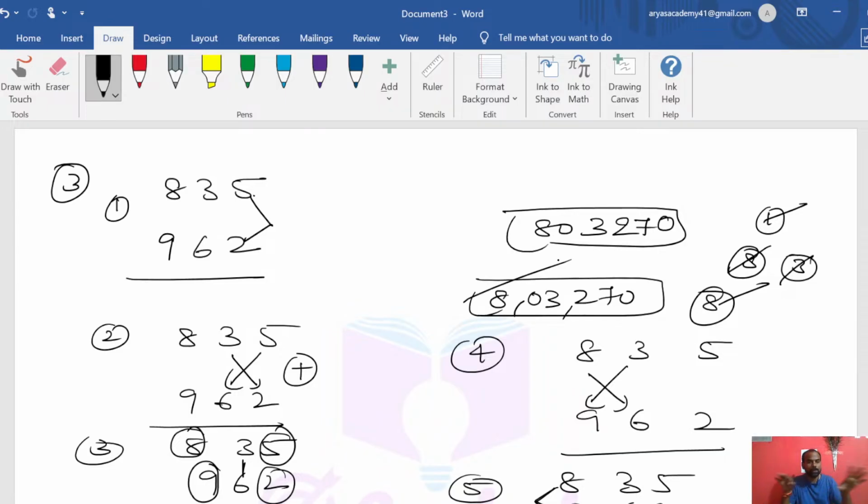But if you can do it by yourself without writing all these steps, step 1, step 2, arrow marks, etc., you can achieve the answer within a matter of 5 seconds. But that requires a lot of practice. Initially you might take 20 seconds, 25 seconds for each question. Don't worry. First reduce it to 10 seconds, then reduce it to 8 seconds, 5 seconds, likewise.